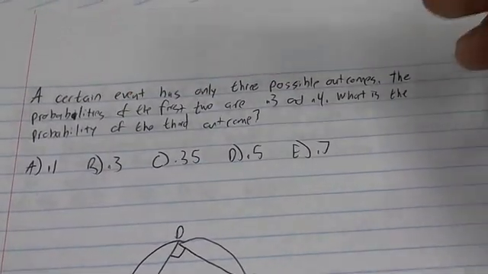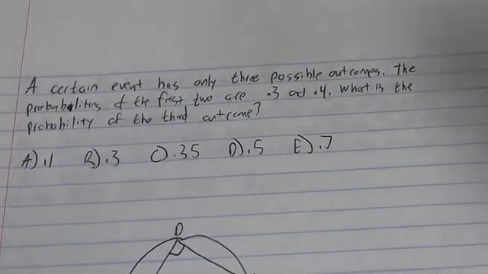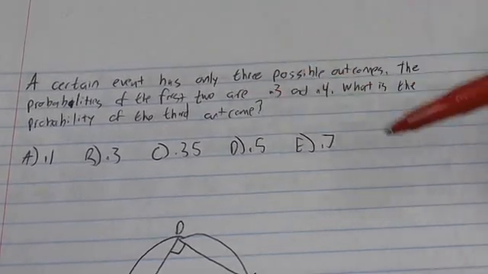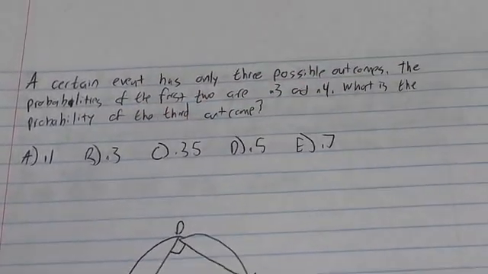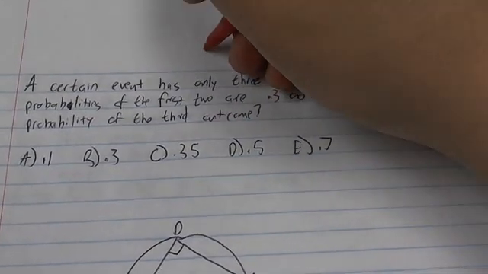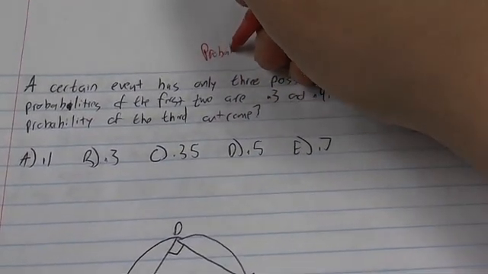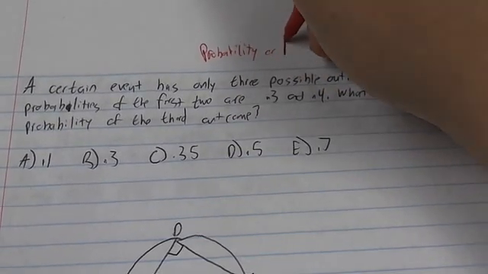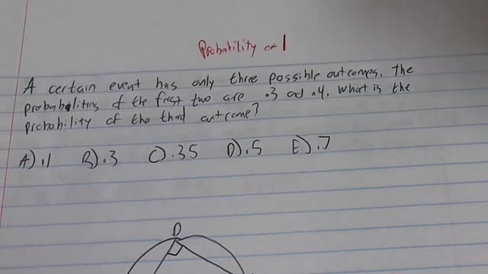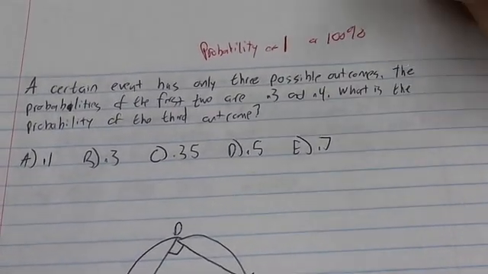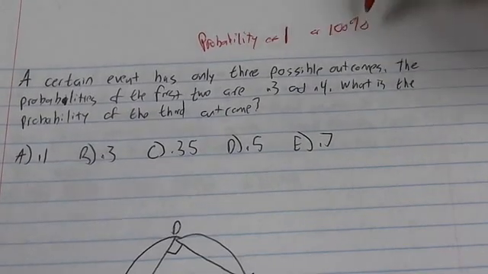A certain event has only 3 possible outcomes. The probabilities of the first 2 are 0.3 and 0.4. What is the probability of the third one? So when we're talking about probability, the most you can have is a probability of 1. Your probabilities have to add up to 1 or 100%.